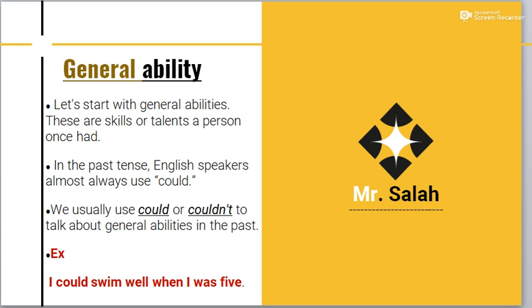For example, I could swim well when I was 5. Here, we are talking about a general ability in the past. So, while talking about a general ability, automatically we use could.